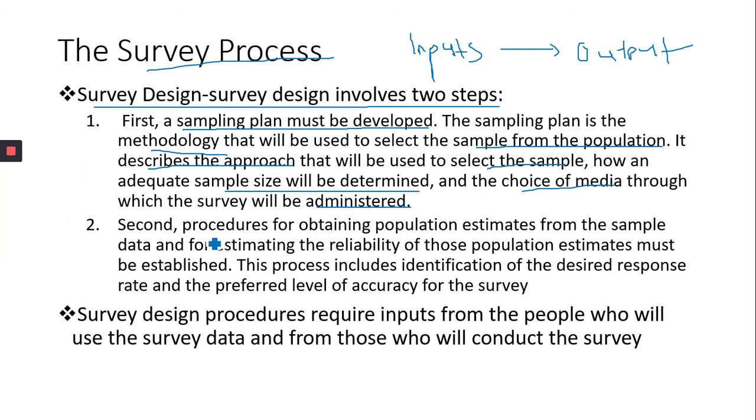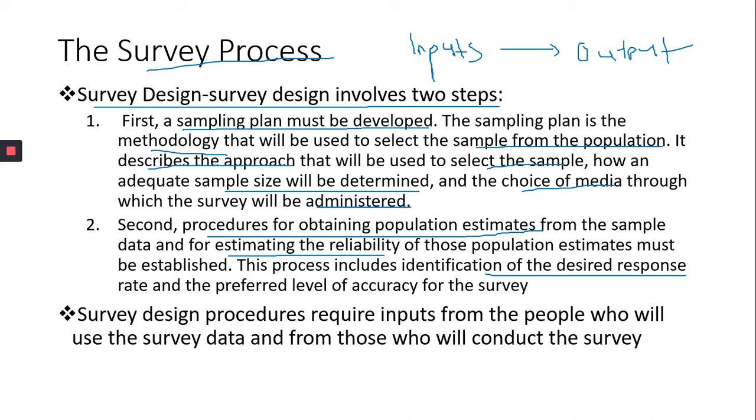Secondly, procedure for obtaining population estimates from the sample data and for estimating the reliability of those estimates must be established. This process includes identification of the desired response rate and the preferred level of accuracy for the survey. So, dear students, for you to begin a survey, you must have a sampling plan.